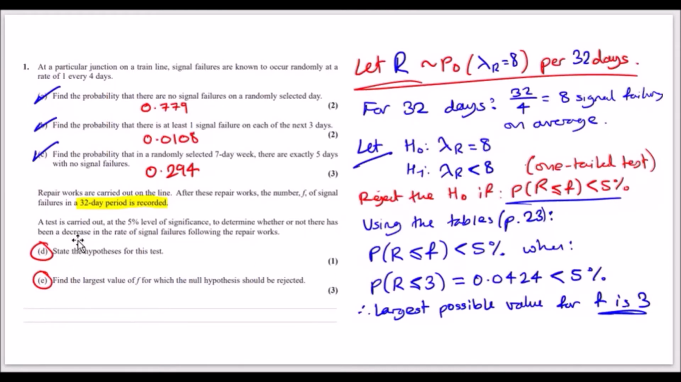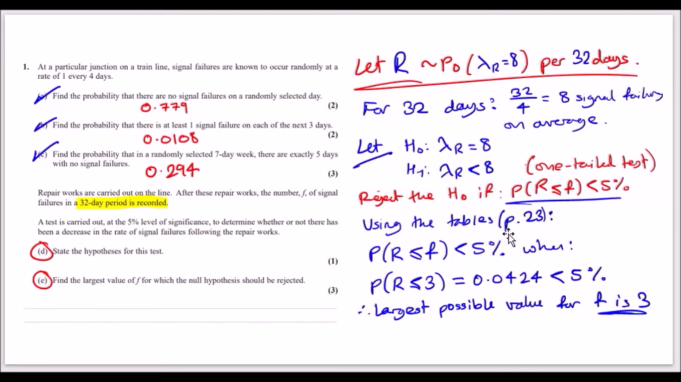Now, the whole point of this, because we've got 5%, is we just need to check when we reject the null. We're trying to find the probability that is less than 5% using the tables, and it always has to take the form less than or equal to. That's what the question is asking: state the hypothesis and find the largest value for F for which the null hypothesis should be rejected. So we're going to reject the null, like I said.